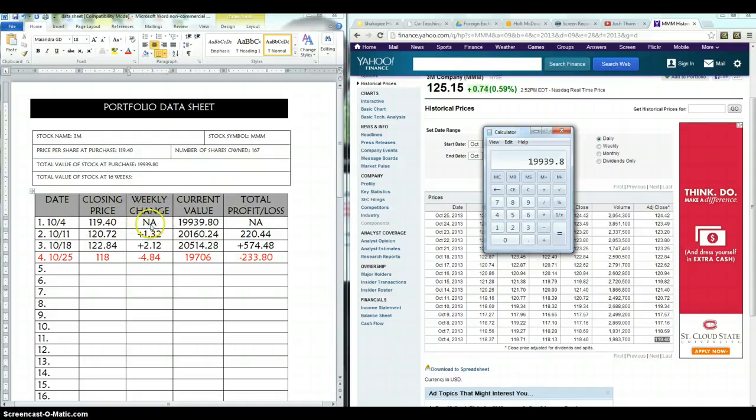Now I can't compare this number or this number to anything that happened a week prior, so therefore I'm just going to put NA here, and I'm also going to put NA right there. You're also going to make sure you include your total value of the stock on that purchase date right up here, and that just corresponds to the same number that you've got right there.